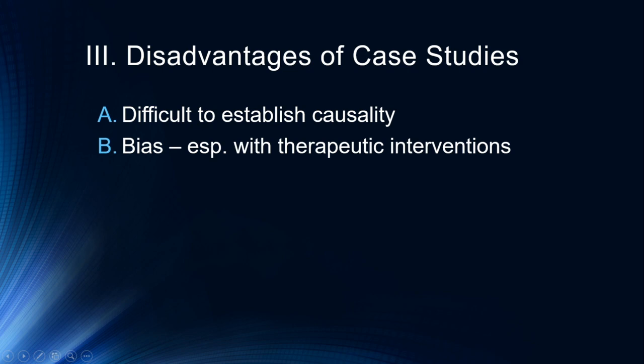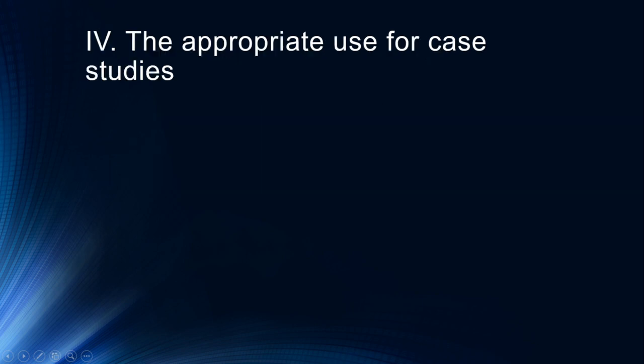There's also the potential for bias, particularly with therapeutic interventions. People see their patients getting better because they want them to get better. They want it to work. The patients want it to work, that sort of thing. Obviously, big problems with generalization. We don't know if one case study is going to generalize to the rest of the population or not. So these are obviously some problems.